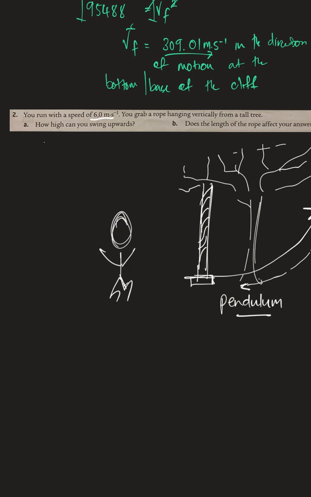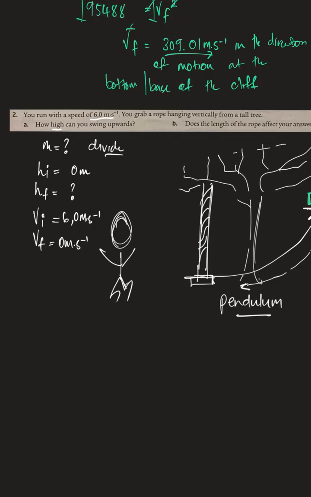All right, so let's look at what facts we have. In terms of mass, because we're working with one object, we don't have it, but we also know that we can divide by the mass. Because the question is asking how high can you swing upwards? We know that your initial height, you're on the ground, which is 0 meters. Your final height at the top, we don't know. We need to find that. Your V initial is 6.0 meters per second, and your final velocity, V final, is 0 meters per second. How do I know that? Because we're dealing with that point over there, and at that point, you have to stop in order to swing back. And you'll have a pendulum sort of situation where you're going back and forth.